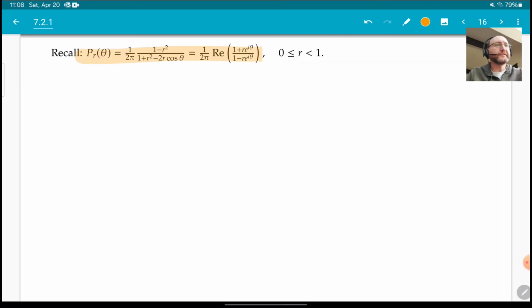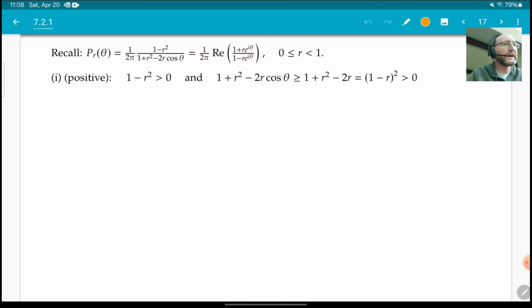So this is the formula. First, positivity. That's kind of easy. If I look at the top, that's positive, remember that r is between 0 and 1. For the bottom, if we estimate from below, the cosine is between minus 1 and 1, so we get 1 minus r squared. That's also positive. So we get a positive number over a positive number, so it's positive. Now, let's look at why the integral is 1.